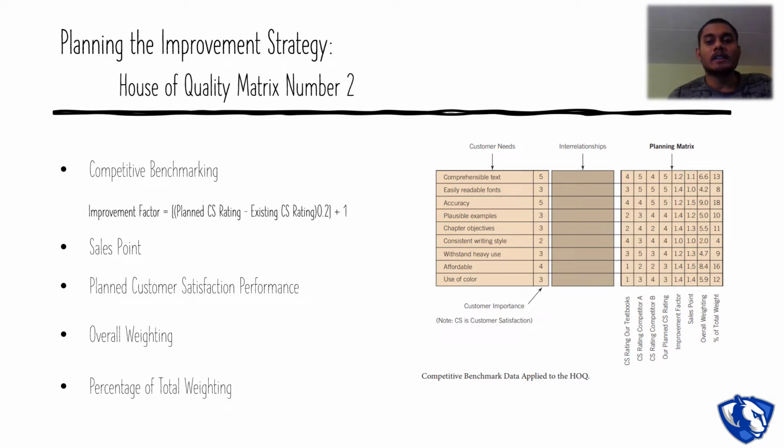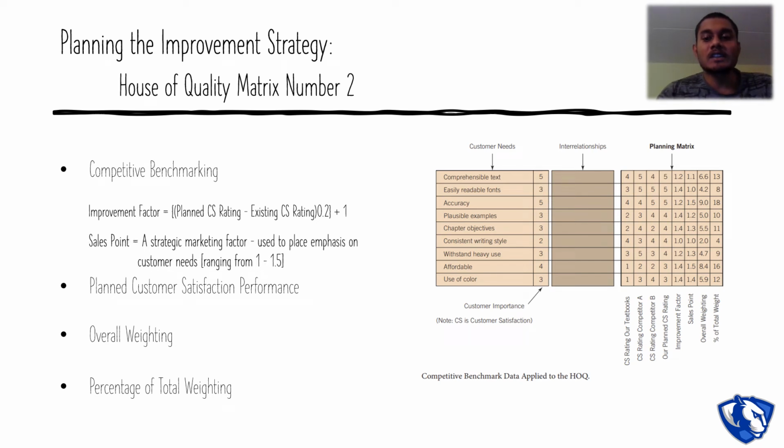Improvement factor. The team next calculates the improvement factor for each need for the new product. The equation for improvement factor with 1 to 5 scale is given. Sales point is a strategic marketing factor, sometimes called a selling point, that may also be placed in the planning matrix. Sales point is a number from 1 to 1.5, which is used to place emphasis on the customer needs.